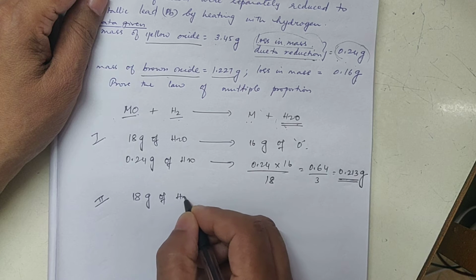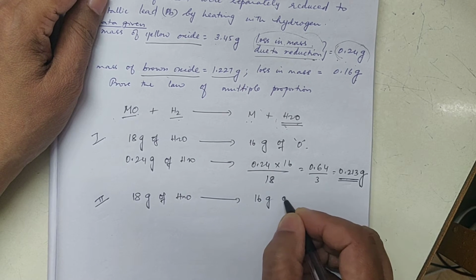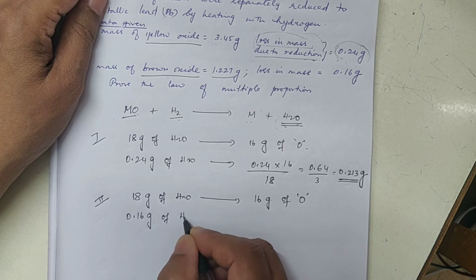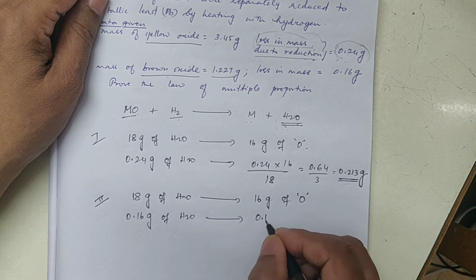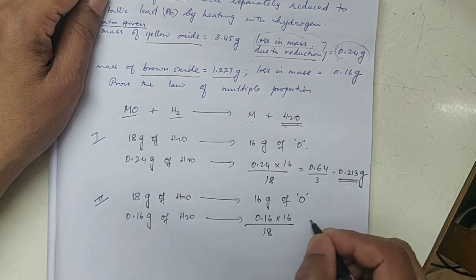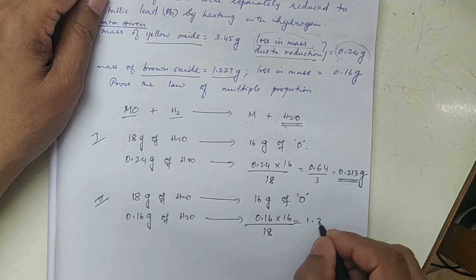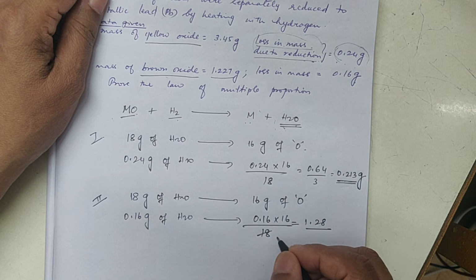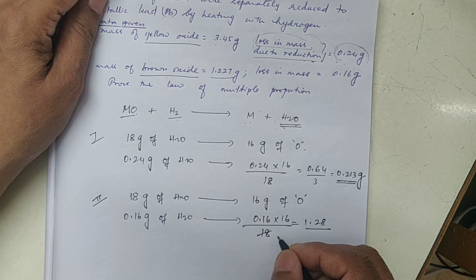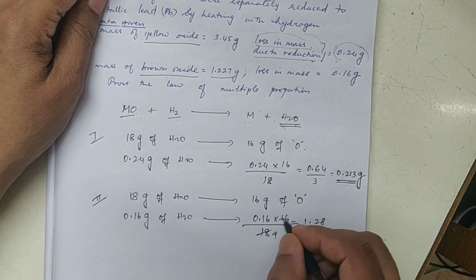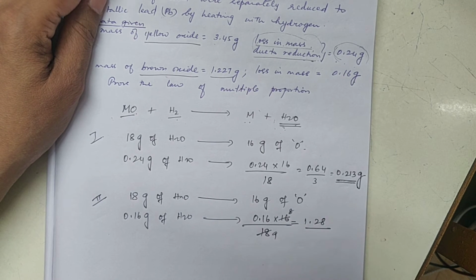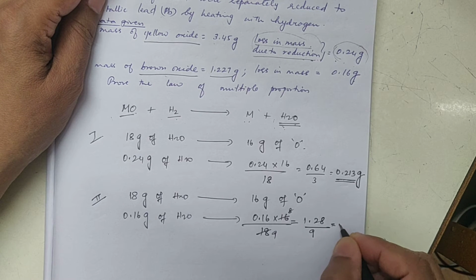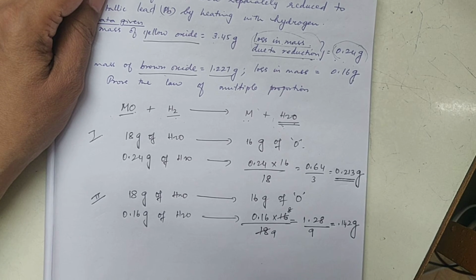18 gram of water contains 16 gram of oxygen in it. Therefore, 0.16 gram of water will contain how much? So 0.16 into 16 upon 18. Now this is giving you 2.56 upon 18, that is 1.28 upon 9. This is giving you 0.142 gram. This is what you are getting.